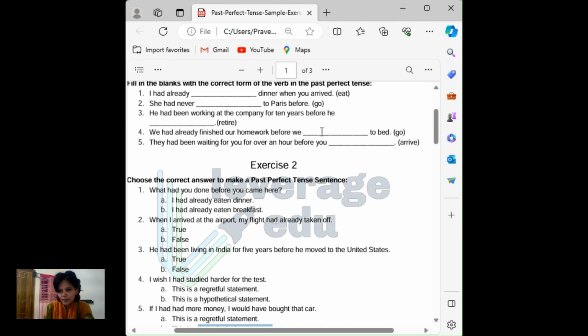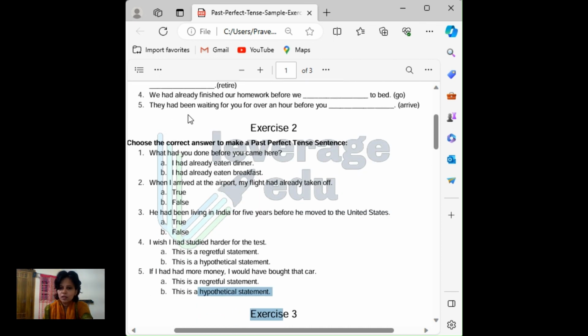Before we went to bed we completed our homework, whatever homework they had given from school. That homework I did, right? And after completing my homework, then I went to sleep. That is what it means. Before we went to bed we had already finished our homework.